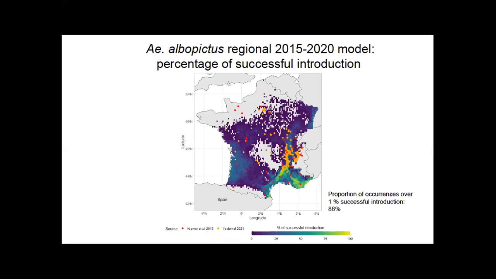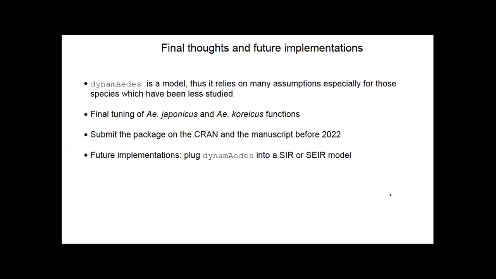Thus, in conclusion, dynamAedes is a model, thus a simplification of reality, and it has many assumptions because it is based on information gathered from the literature and adapted for species where we don't have such information, such as Aedes japonicus and Aedes koreicus, which will need some finer tuning. We hope to submit the package to CRAN and the manuscript before the end of the year.